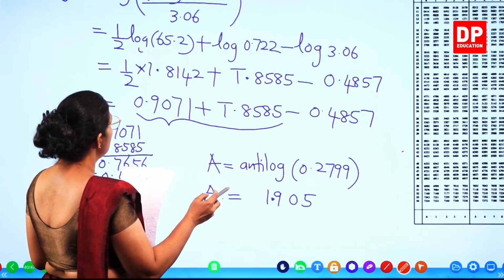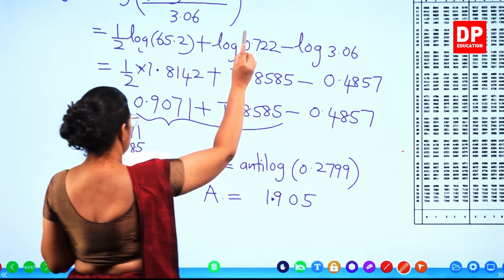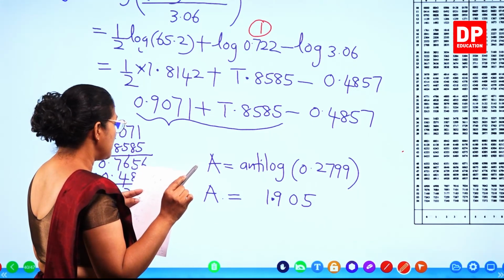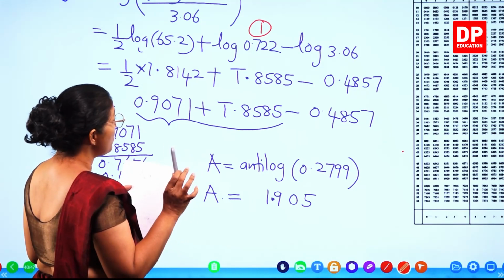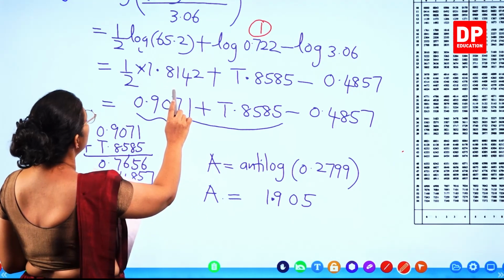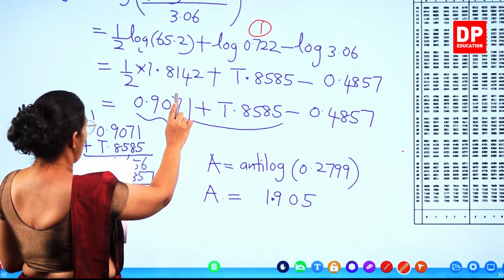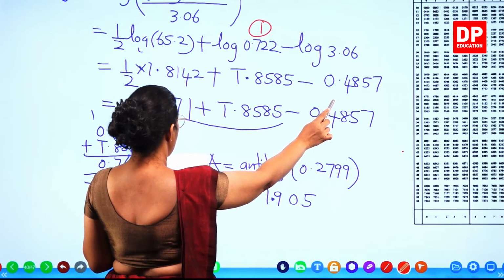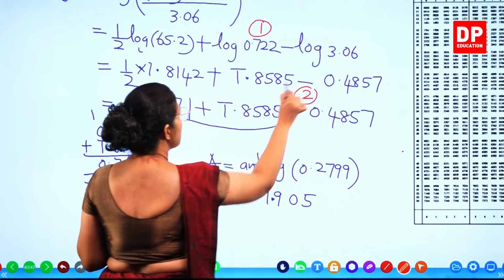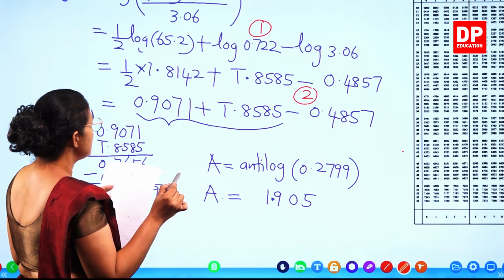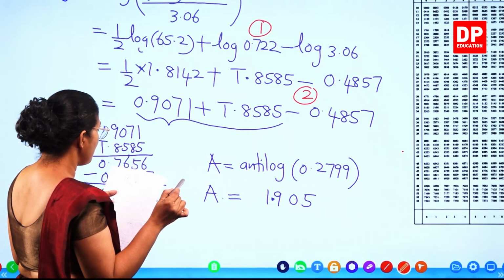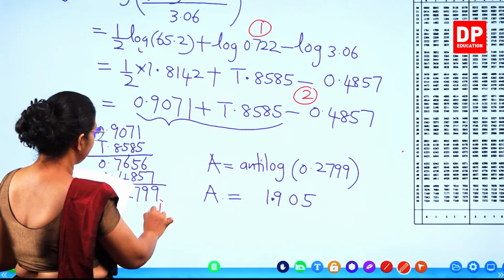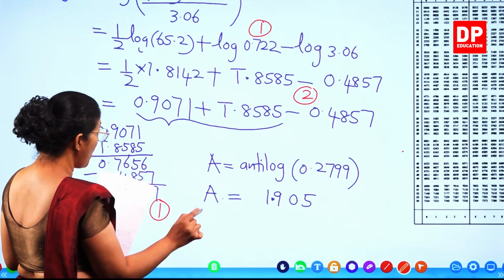1 mark for writing down the equation. And then 2 marks for finding the log values: 8142, 8585 and 0.4857, 2 marks. And then simplify and get the answer 2799. That's 1 mark. And finding antilog value 1 mark.